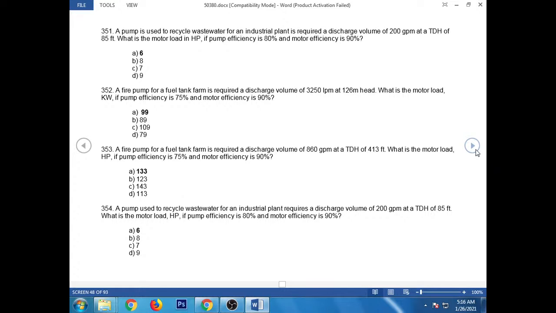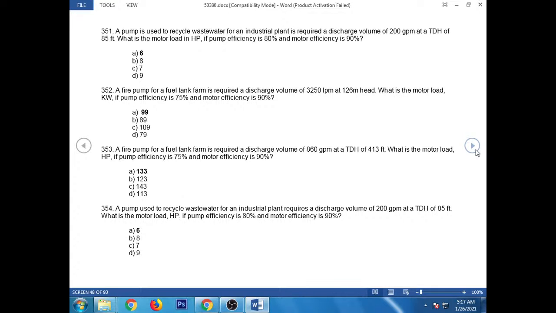A pump is used to recycle wastewater for an industrial plant. It is required a discharge volume of 200 GPM at a TDH of 85 feet. What is the motor load in HP if pump efficiency is 80% and motor efficiency is 90%? Answer: 6.